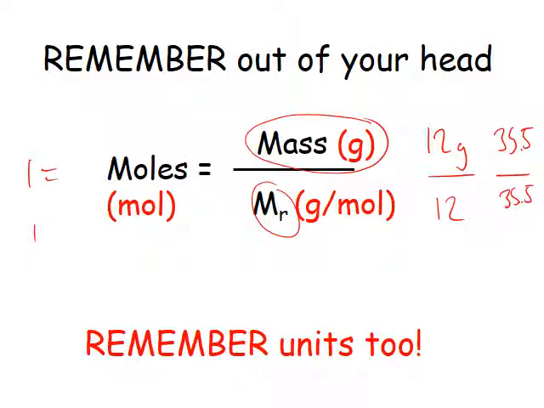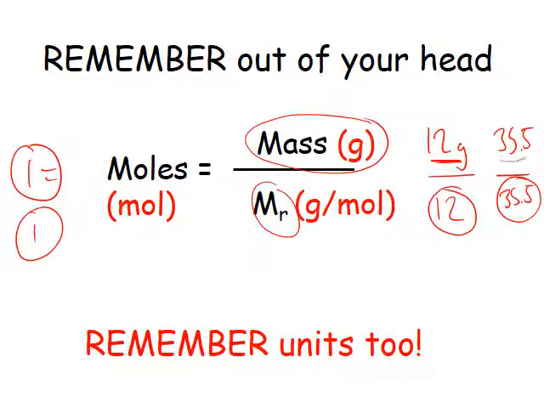Now you'll see here the number of moles. You'll know that 1 mole of any substance has a mass which is the same as its MR. So 1 mole of carbon, 12, weighs 12 grams. 1 mole of chlorine, 35.5, weighs 35.5 grams, okay?